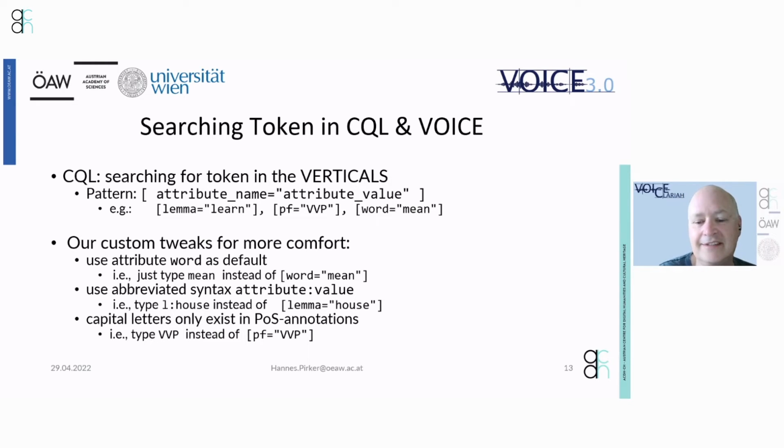And last but not least, a peculiarity in the VOICE encoding is that all words are lowercase, and only part-of-speech tags are uppercase. So when we encounter an uppercase letter in our search string, we know that the user is actually looking for a part-of-speech tag, and this can be automatically translated. So just type VVP and it will search for the part-of-speech tag VVP. Next slide.